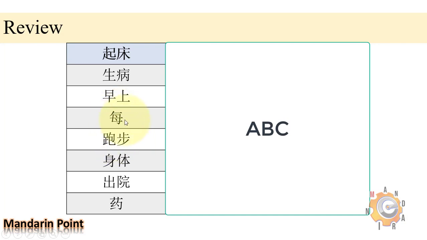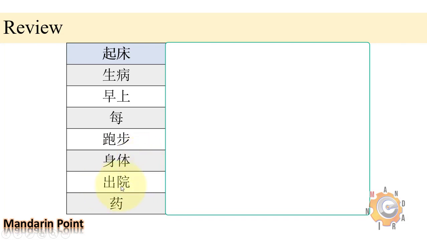Mei, each or every. Radical for feet, pao. So pao, and this one is left foot, small, so paobu, to run. This one is shan, the combination of basic strokes. People, origin, so root of origin is body, so shenti, body or health.